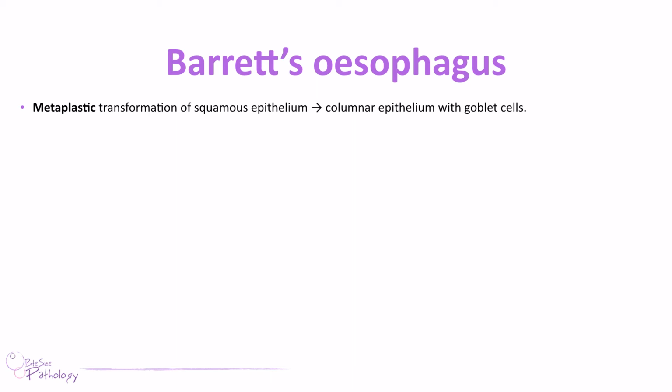In this case, it's changing that squamous cell epithelium of the esophagus into a columnar epithelium with goblet cells. And if you know histology, you'll know that's a familiar description of intestinal epithelium, so it's also known as intestinal metaplasia. So Barrett's esophagus is a metaplastic transformation of squamous epithelium into columnar epithelium with goblet cells. It's a response to chronic inflammation, so patients that have chronic reflux disease are predisposed to developing Barrett's esophagus.